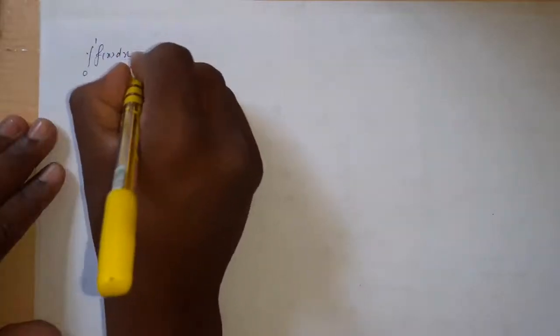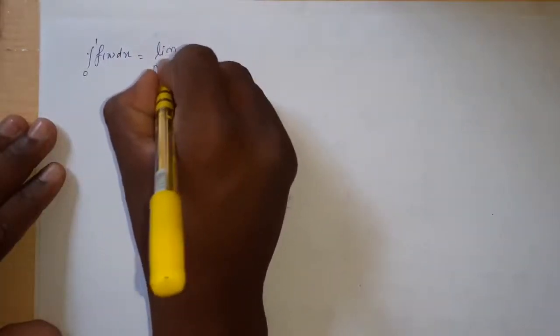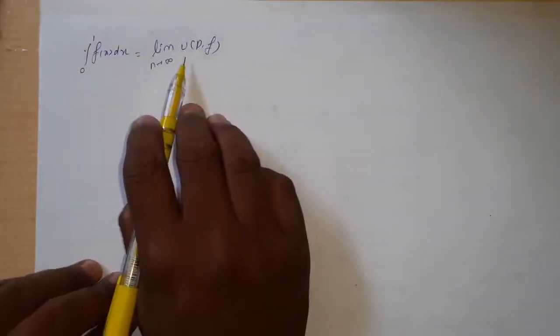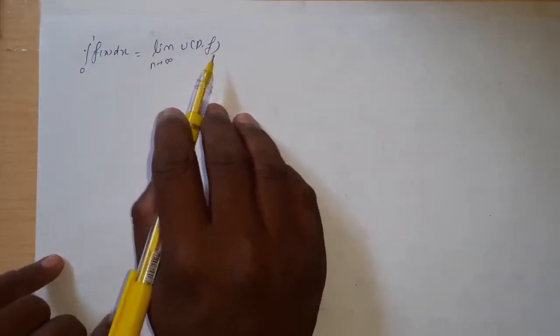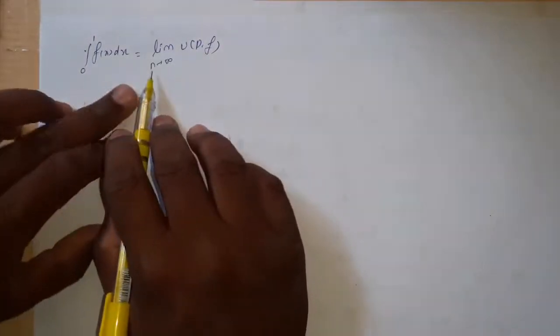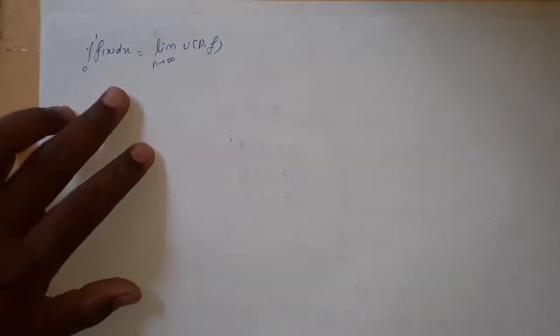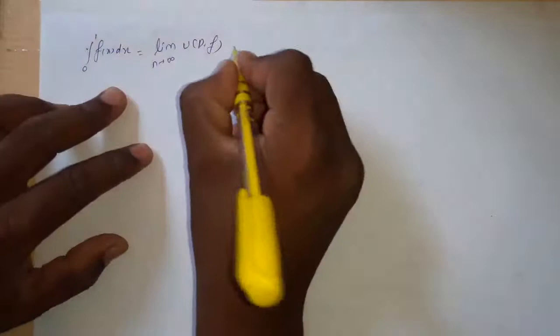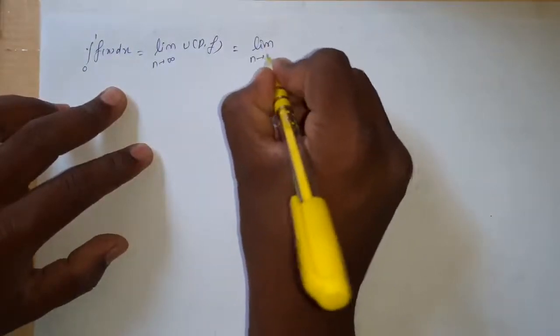Now, the integral from 0 to 1 of f of x dx is equal to the limit as n tends to infinity of U(P, f), the upper sum of the function f on the partition P. Whenever n is tending to infinity, it means we are considering an infinite number of subintervals to get the appropriate area under the curve. So, therefore, it is equal to the limit as n tends to infinity.